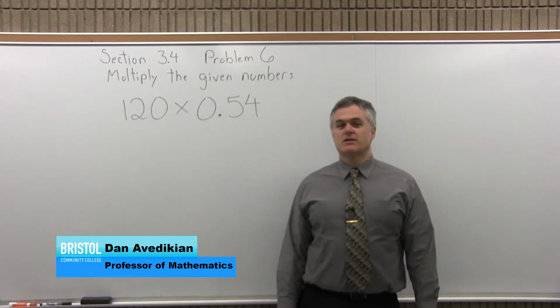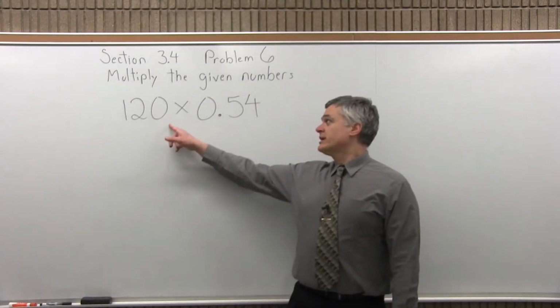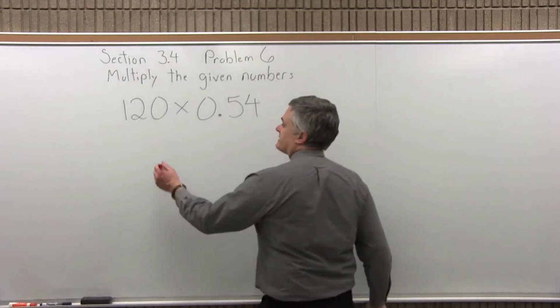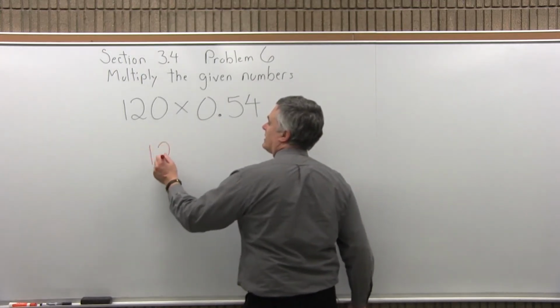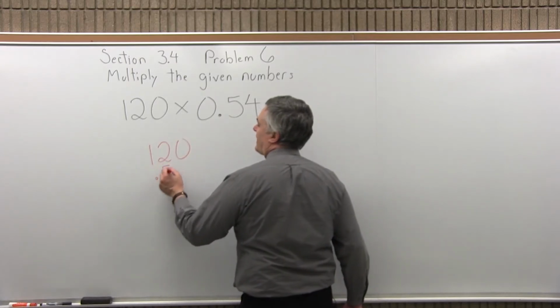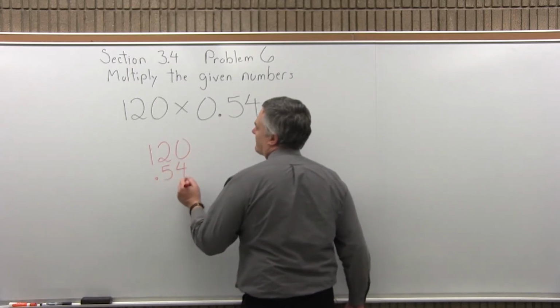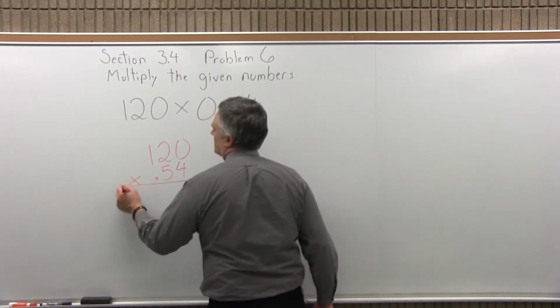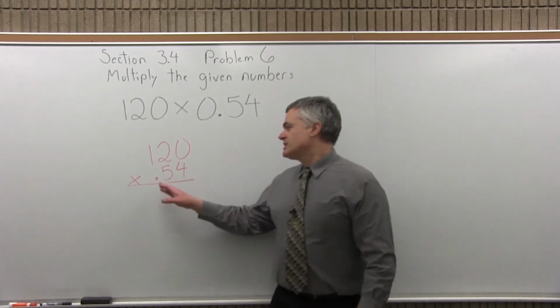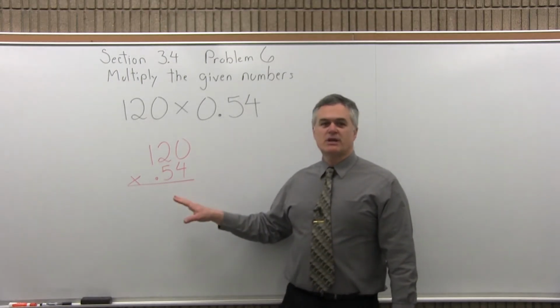It says multiply the given numbers, and we have 120 times 0.54. So to get this started, I will write 120, and I write underneath 0.54. I don't really have to have the 0 in front. And I'll multiply that. So to multiply this, at first, just ignore the decimal. Just multiply 120 times 54.